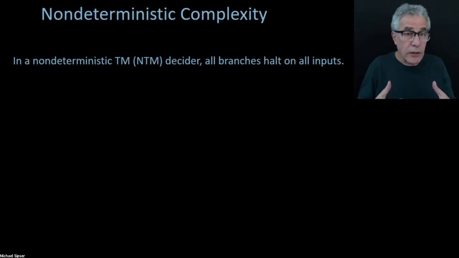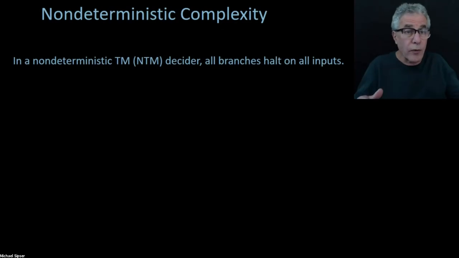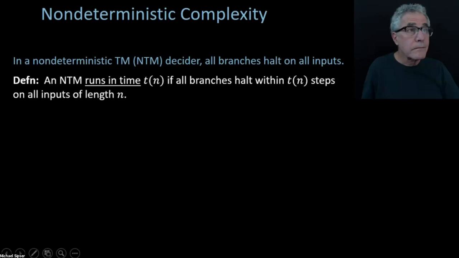And you can convert a non-deterministic decider into a deterministic decider. But the question is, how much time would that introduce? How much extra time is that going to cost? And the only way that people know at the present time for that conversion would be to do an exponential increase, basically to try all possible branches. And that's, of course, very slow.